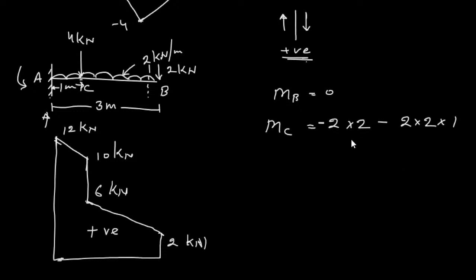So moment at C, and if I look on the right side, this is what we will get. So this is minus 4, it is minus 8. So minus 8 kilonewton meter is your bending moment at C.